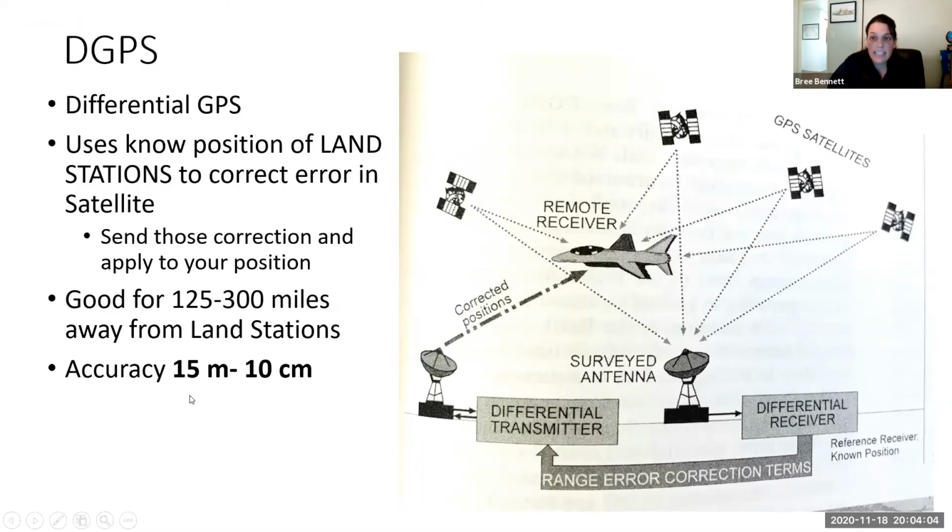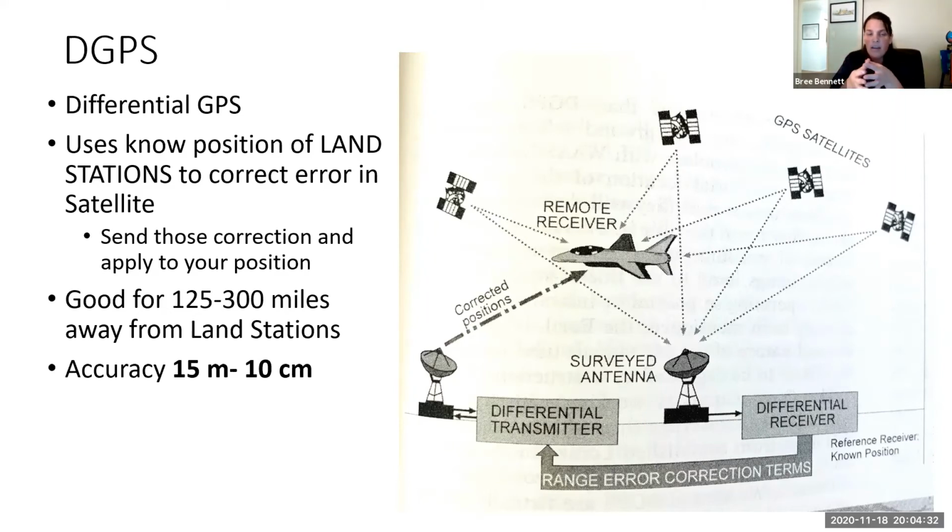Then we have DGPS. DGPS is our differential GPS, and we have one more component in there. The component that we have is a known position. So there's a DGPS land station that knows where it is. It's set on land, right?